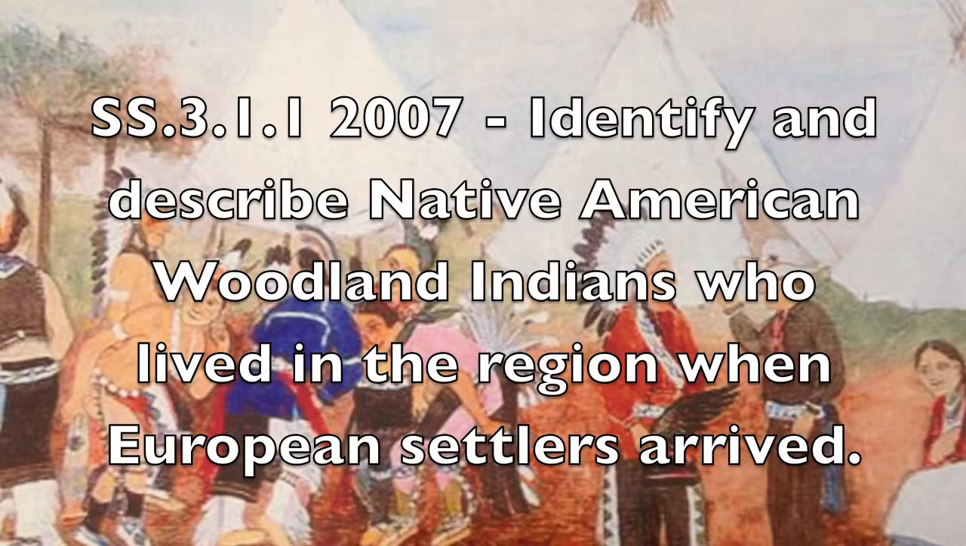I chose to do a third grade standard for this activity. The standard was to identify and describe Native American woodland Indians who lived in the region when European settlers arrived. I chose this standard because I am involved in the American Indian Reservation Project. I thought it would be interesting to hear a child's perspective on the history of Native Americans, and I also knew that this was the topic that she was going over in her history course.